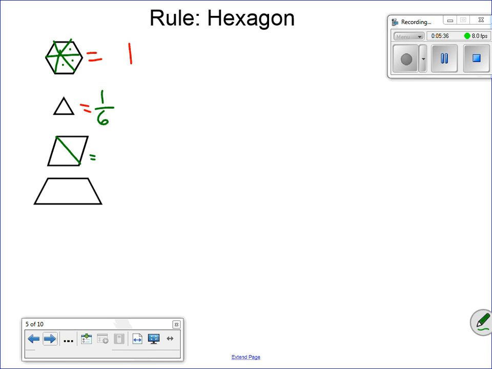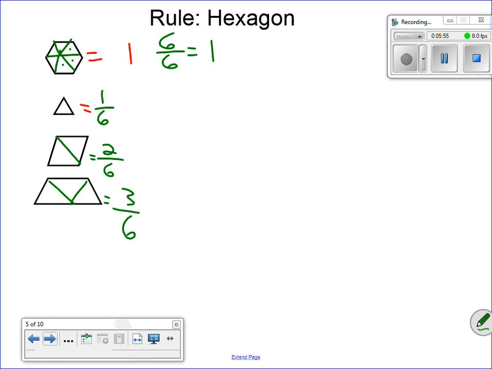This rhombus equals 2 over 6, because there's 2 triangles here. 1 triangle equals 2 over 6. So this would also be 6 over 6, which would equal 1, because how many 6s go into 6? 1. So that's why it's 1. Okay. Take a look here at this trapezoid. There's 3 triangles here, so this equals 3 over 6.